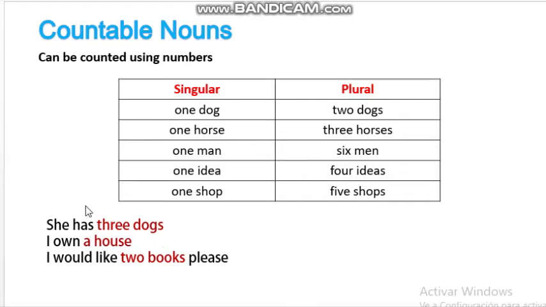In these sentences as examples, we have, for example, she has three dogs. This is a plural sentence. I own a house. This is a singular one. I would like 2 books, please. This is plural.